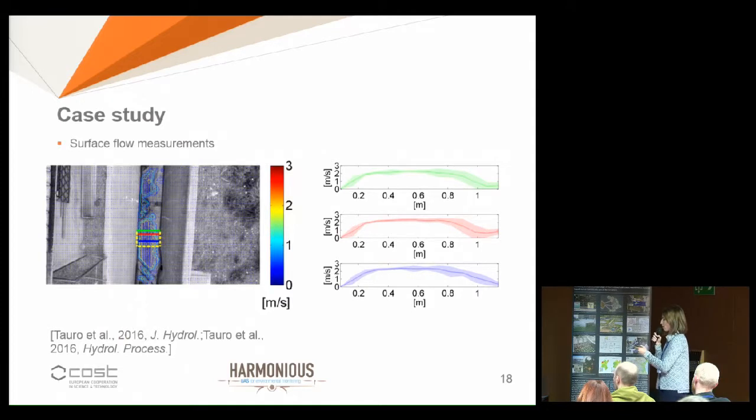So here is a surface flow velocity map obtained in a mountainous stream in the Italian Alps. This map here was entirely reconstructed from images taken from a drone, and here you can see cross-sectional velocities along these green, red, and blue lines. So basically, this is how the whole procedure works.